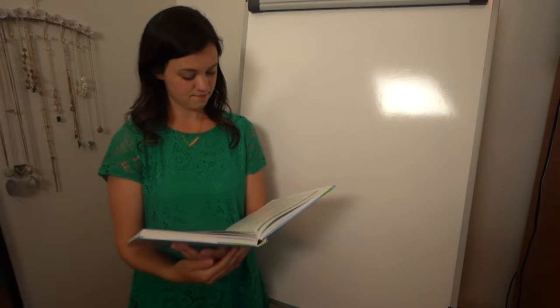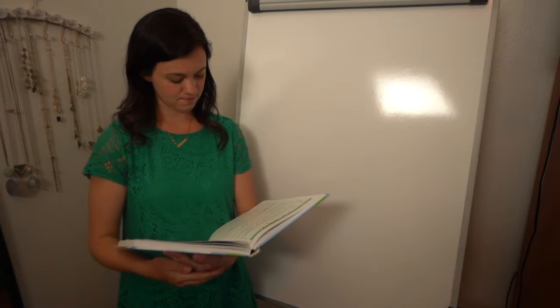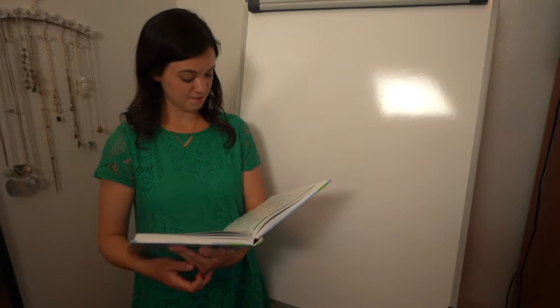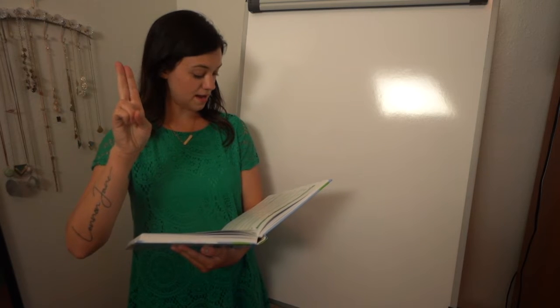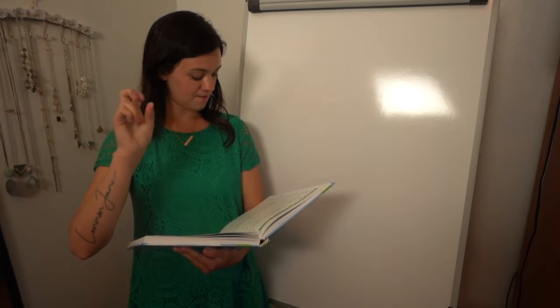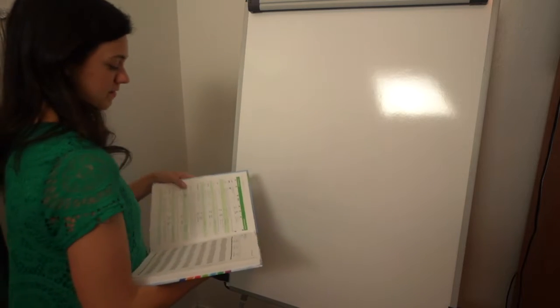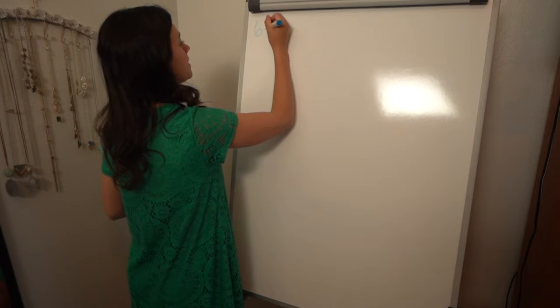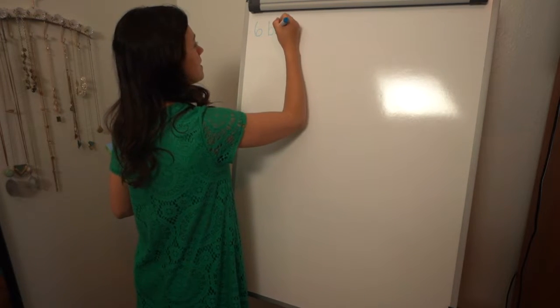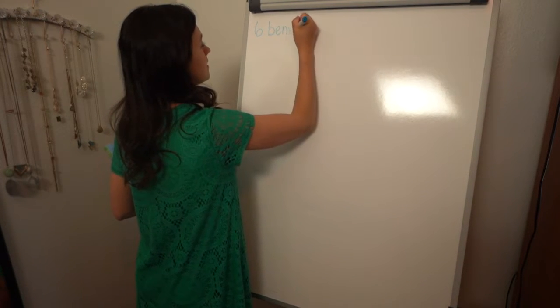B-E-N-E. Use E-A. One last time. B-E-N-E. Use E-A. Good. All right. Let's go ahead and try to write this word together. Beneath. B-E-N-E.